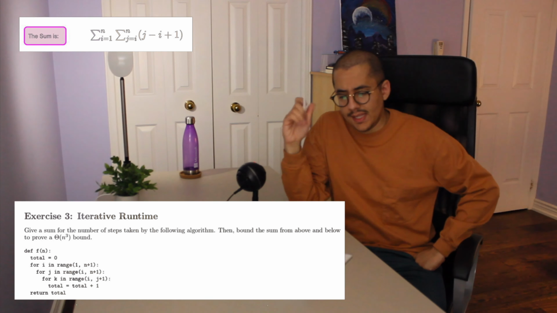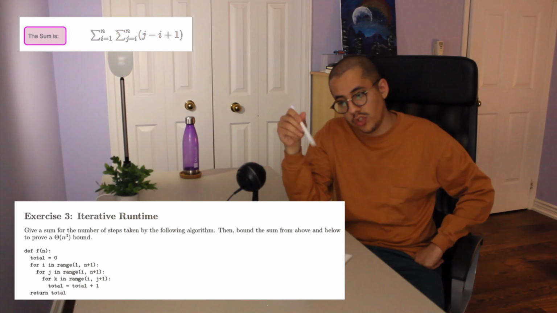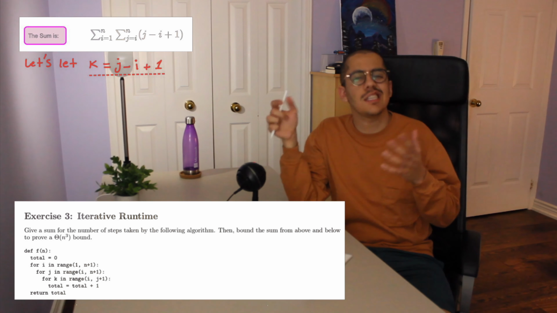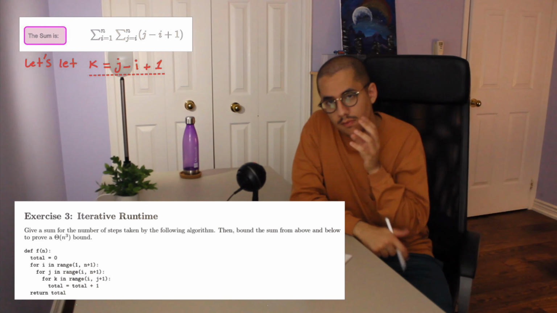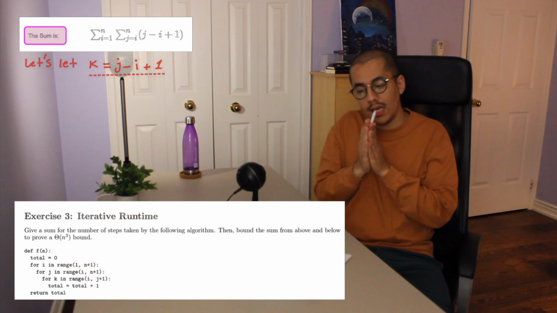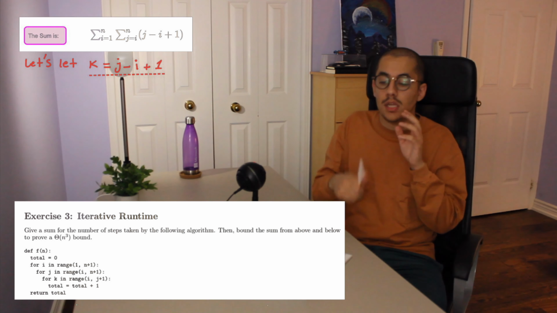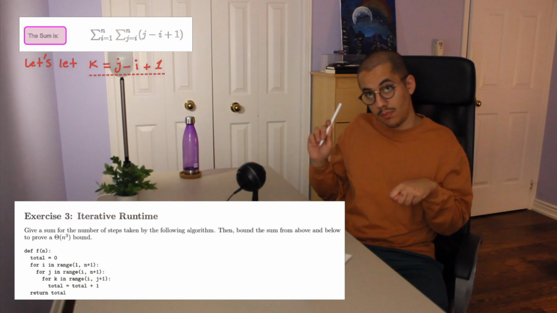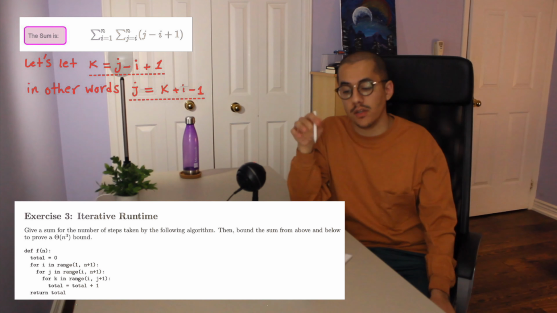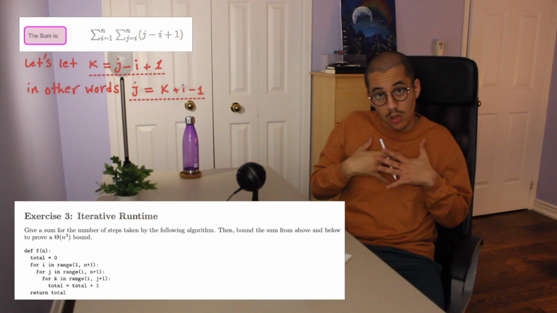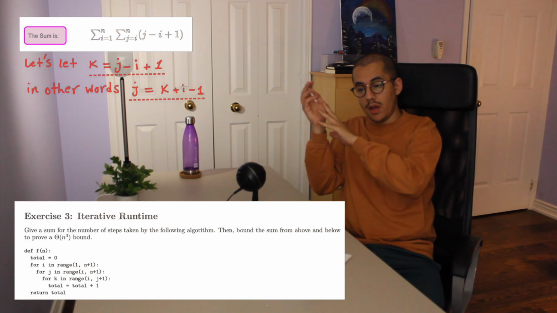Let's tweak it a little bit. Let's let k equal everything in that summation, the whole j minus i plus 1. Let's let that equal k, okay? All right, we're going to do that. Then if we arrange the whole k equals j minus i plus 1 in terms of j, it's going to equal j equals k plus i minus 1.